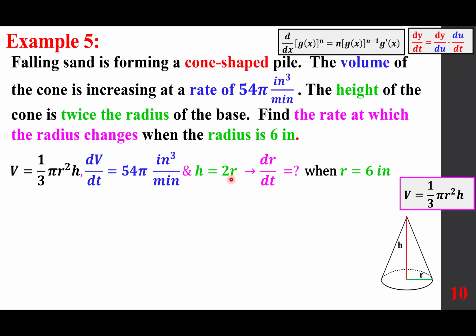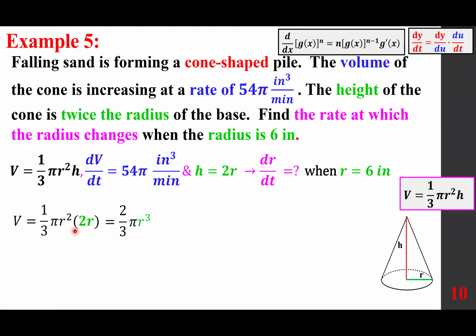Now, they are asking for dr/dt, so you're going to replace the h. If by any chance they're asking for dh/dt, you can replace the r. r is h over 2, okay? Remember when h is 2r. So first and foremost, replace the h with 2r. So the volume is 1/3 pi r squared times h, which is replaced by 2r, and therefore it's 2/3 pi r cubed. Now we are ready to differentiate.